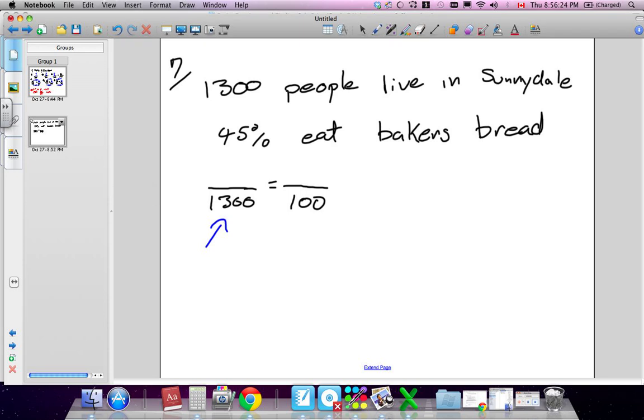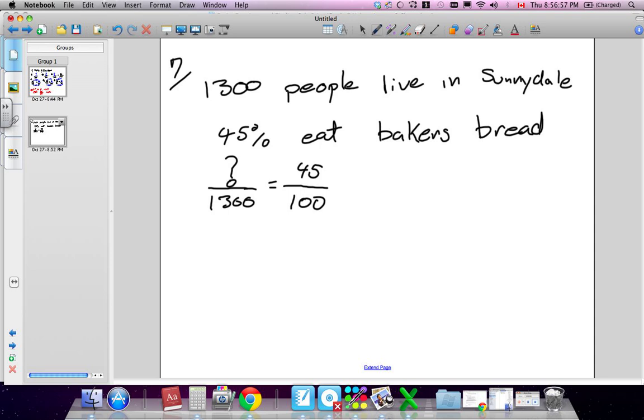1,300. Okay, so let's keep going here. You had 1,300 and you knew it was 100% of the people in town. What are we trying to find? 45%. So where do I put that? Our ratio is 45% of 100, right? 45% of 100 people eat baker's bread. So we're trying to find this number here, right?